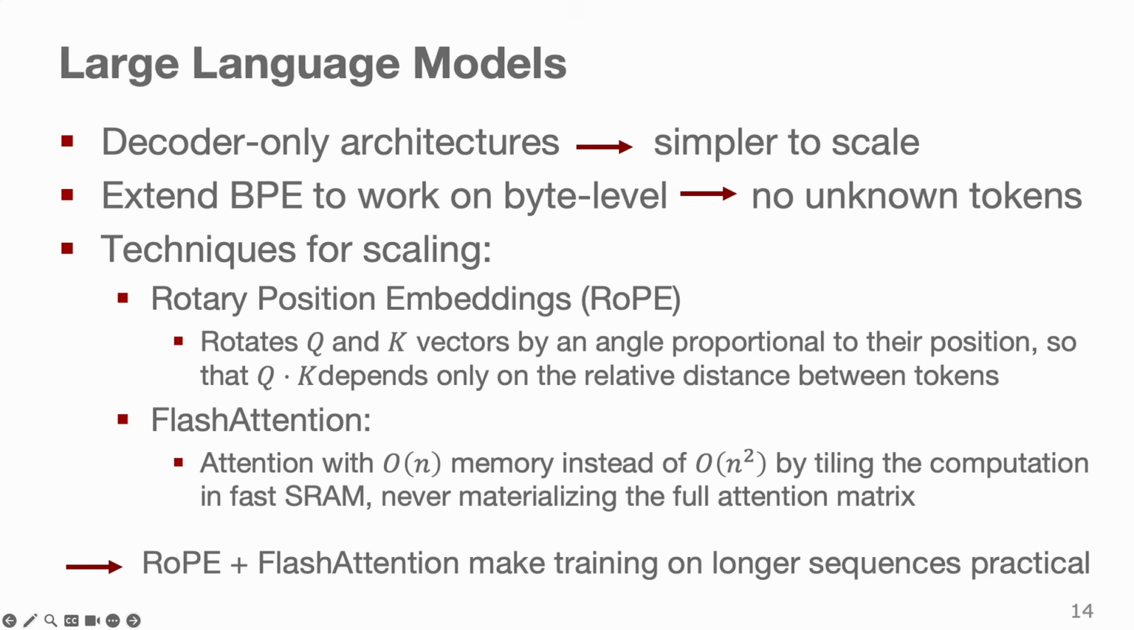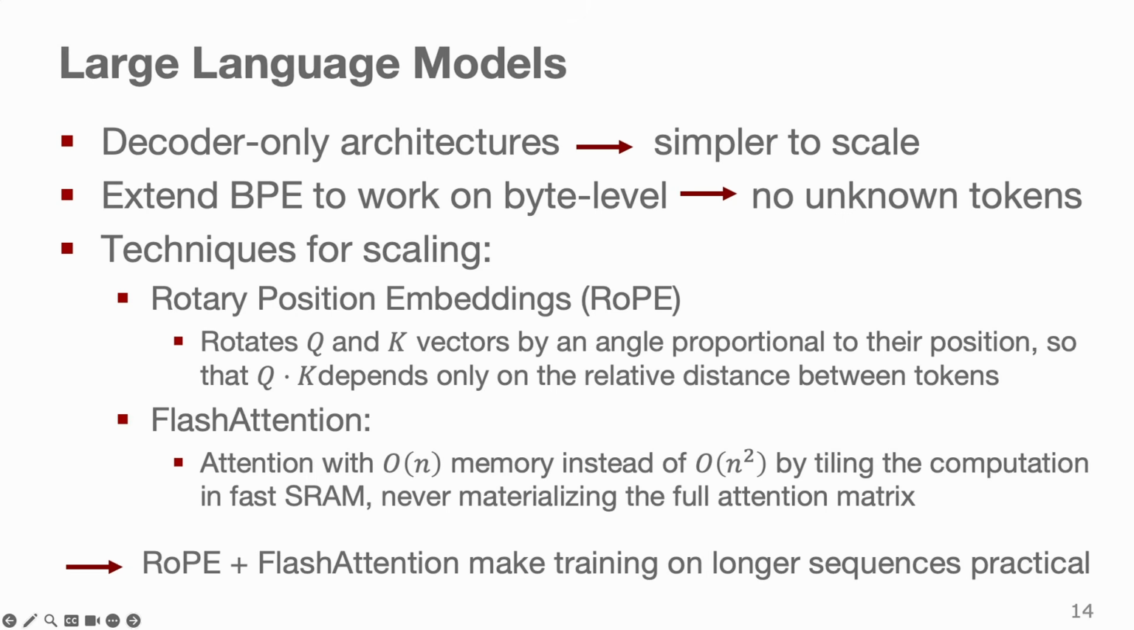And then there are two kind of engineering tricks or innovations that made training on longer sequences more practical. One of them is RoPE, rotary positional encodings, which is kind of an elegant solution to the positional encoding problem, where instead of adding the position vectors to the embeddings, it rotates the query and key vectors by an angle proportional to their positions, so that the dot product depends only on the relative distance between the tokens and not their absolute positions.